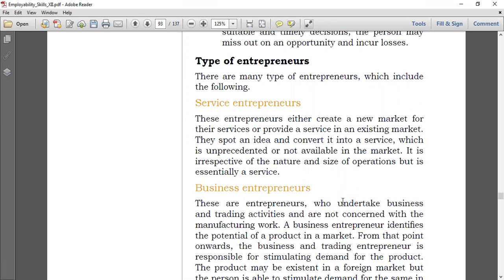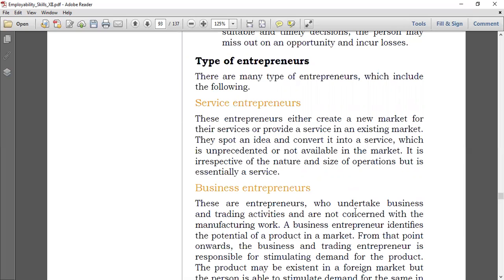These entrepreneurs either create a new market for their services or produce services in an existing market. So either you create a new kind of service for the people, or you give services to the market which is already available with us, right? And service can be of different nature, different size, different area.